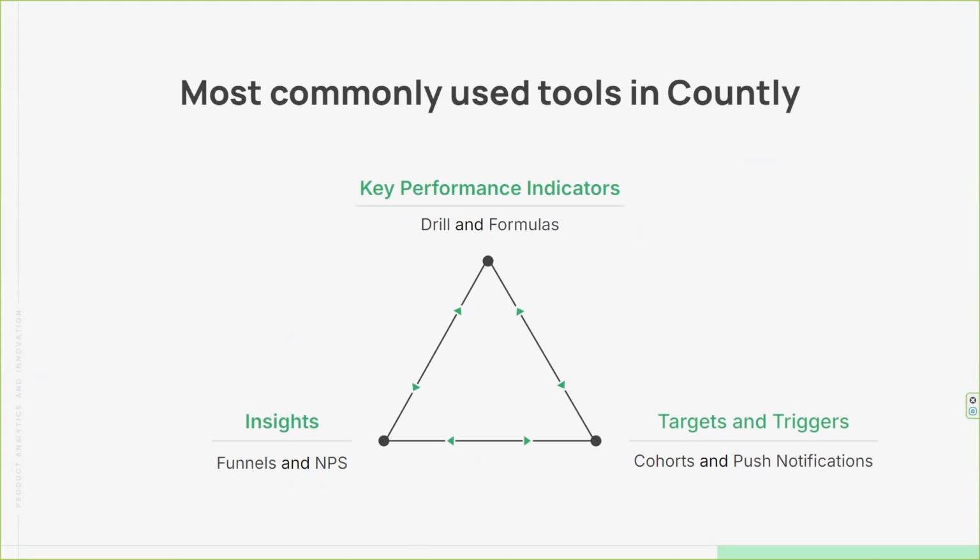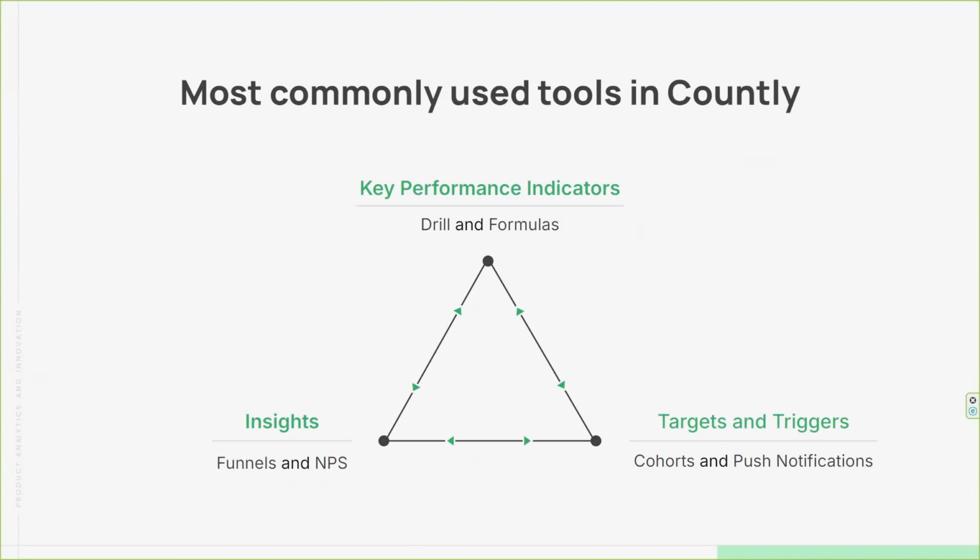So how are we performing? And the mostly used tools in Countly would be drill and formulas for these. So we can drill through to get some KPIs. Targets and triggers would be our cohorts and push notifications. So you determine a specific use case out of the whole population and figure out how to reach out to them and when to reach out to them, basically. And also the insights, which would be our funnels and NPS.